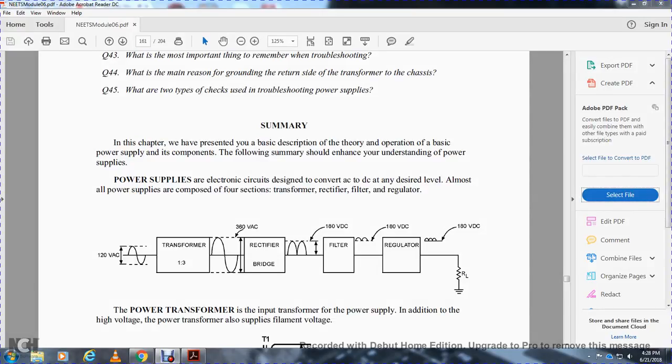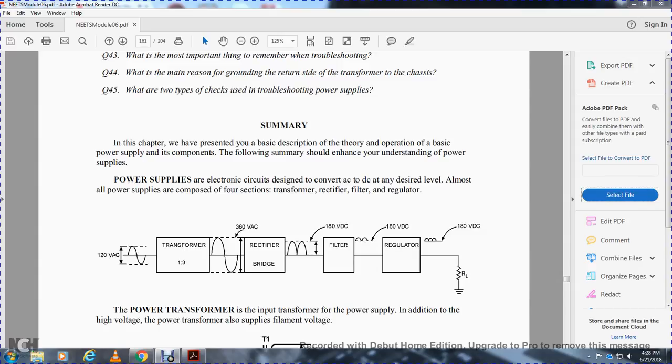Alright, Neets, Module 6, Chapter 3, Summary. In this chapter, we have presented the basic description of theory, operation, basic power supply, and the components. The following summary should enhance your understanding of power supplies. Power supplies are electronic circuits designed to convert AC to DC at the desired level.